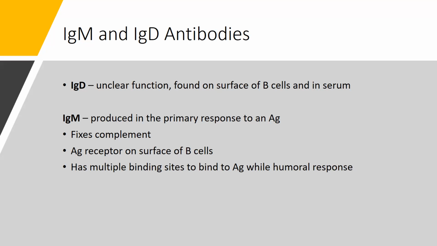IgM is the first one to come to the scene. It's the first responder to an antigen. It can help fix complement, meaning activate complement or help it bind to an antigen. It also has multiple binding sites. I don't know if I have a picture. Essentially it almost looks like a spider. It has multiple binding sites. It's the largest antibody, the largest immunoglobulin, IgM.